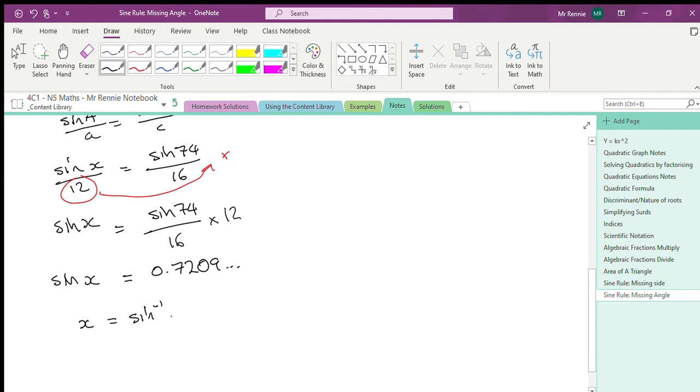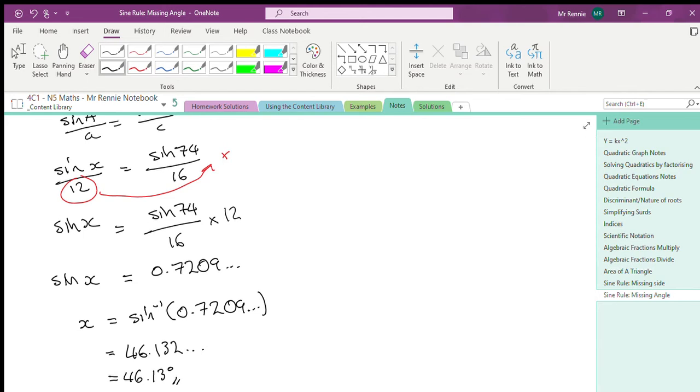answer. It could be a sine inverse of 0.7209, and at this point, I'm going to get 46.132... and we're going to round to two decimal places, 46.13, and because it's an angle, we get degrees. Okay, so that's how we work out our missing angle x.